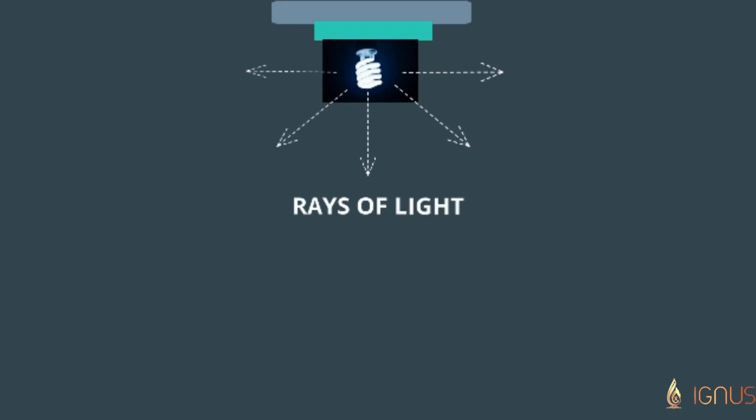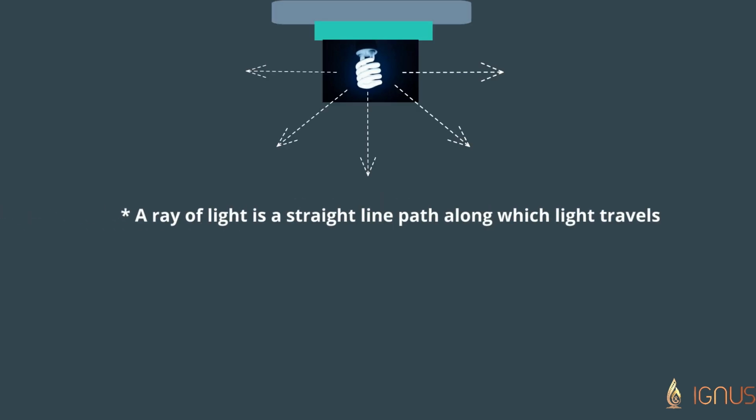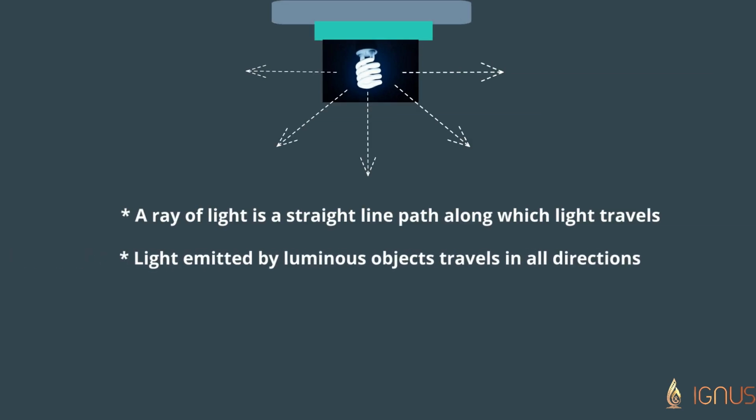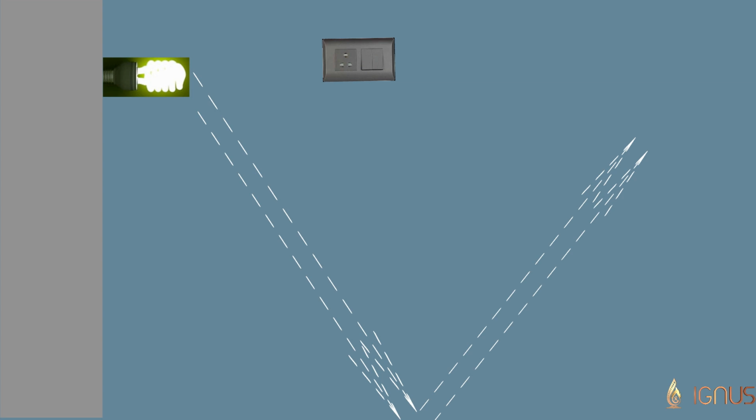Here's how we define a ray of light. A ray of light is a straight line path along which the light travels. The light emitted by luminous objects travels in a variety of directions. Suppose rays of light from this fluorescent bulb fall on a surface. Being non-luminous, it reflects these rays, and these reflected rays travel along a certain path.